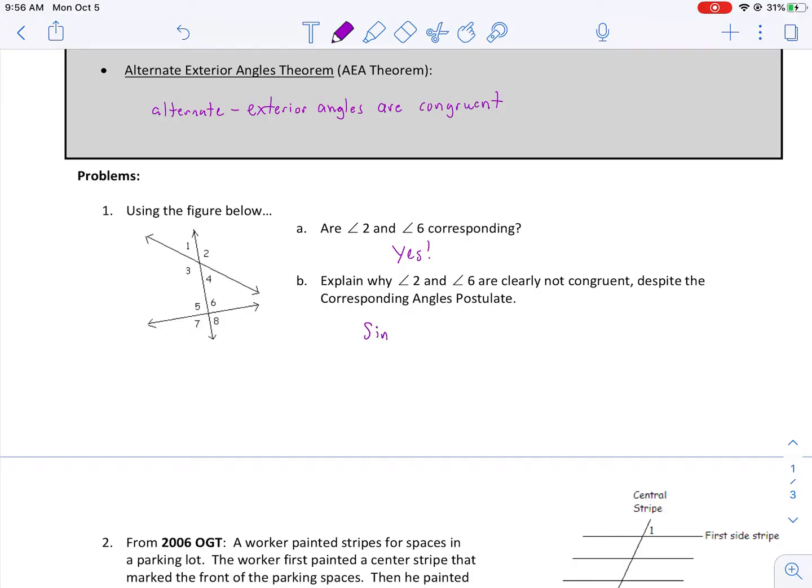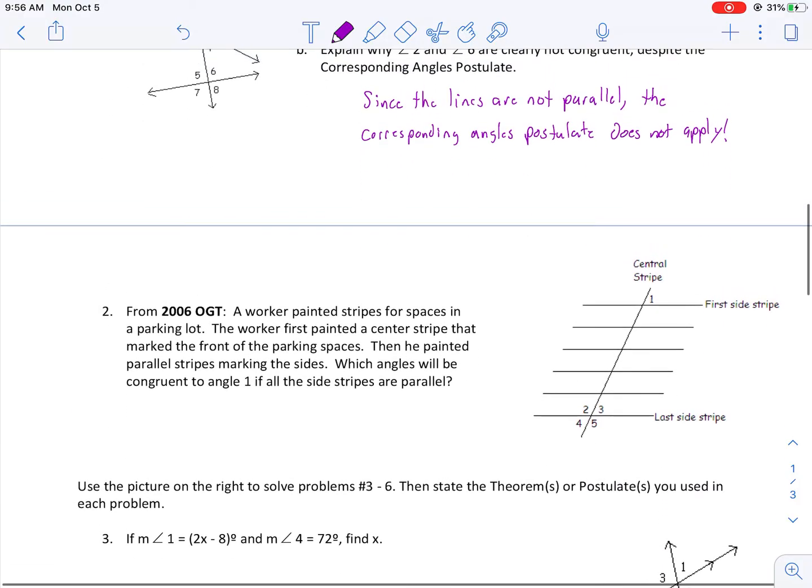So since these lines are not parallel, the corresponding angles postulate does not apply. And it's exciting, so put an exclamation mark at the end.